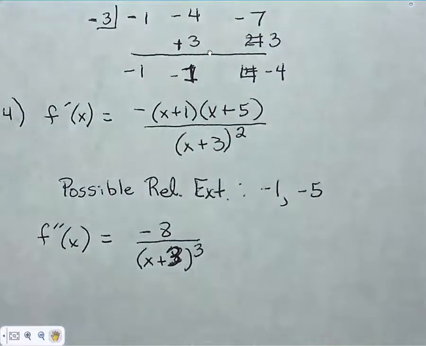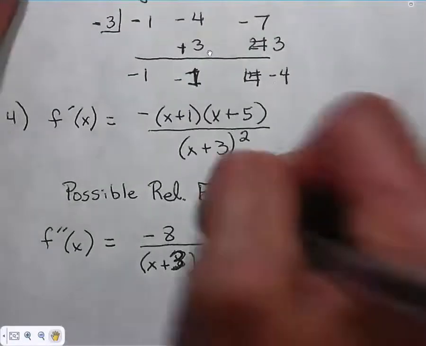Negative 8 over x plus 3 cubed. One of those rare instances where the derivative kept getting simpler instead of uglier. Second derivative have any critical numbers? Only negative 3, and negative 3 is not in the domain of the original function. What does that tell me about inflection points? No inflection points.